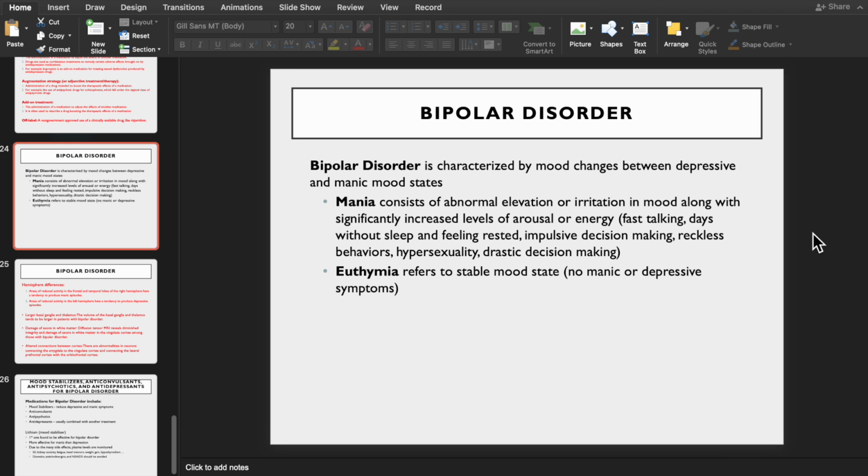Mania is an abnormal elevation or irritation of mood, such as pressured speech, or just feeling like you have thoughts in your head that have to be spoken out loud and you can't stop because the thoughts are flowing really fast. So you have to get that all out. So it's really pressured. Going days without sleep but still feeling refreshed. Impulsive decision making, like going out to buy a house without even planning or having money to buy one.